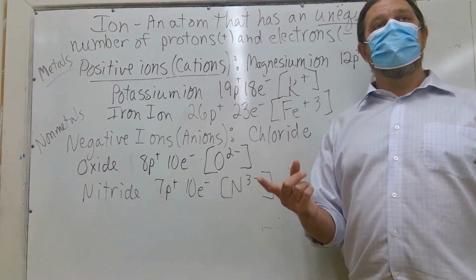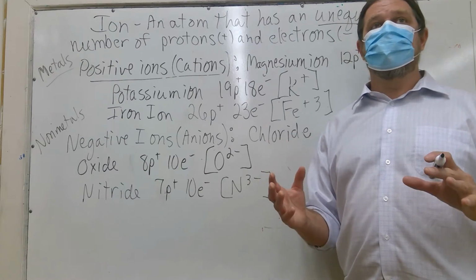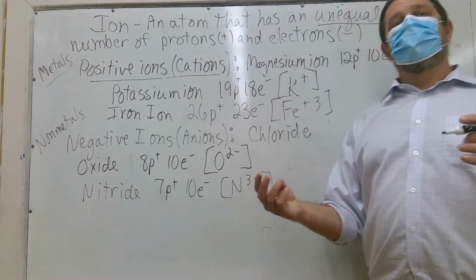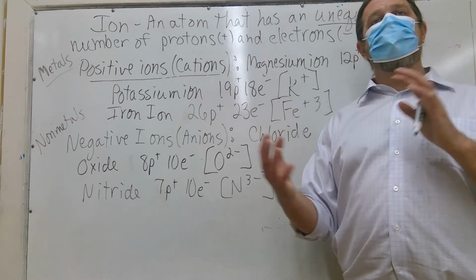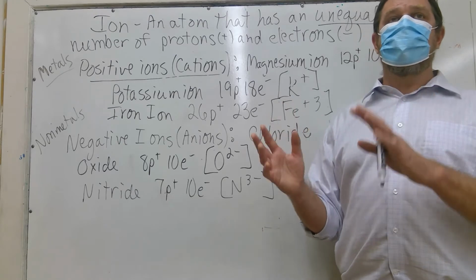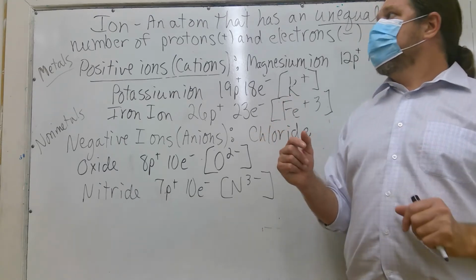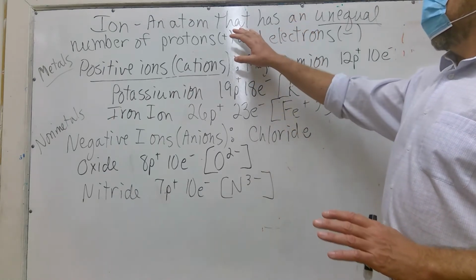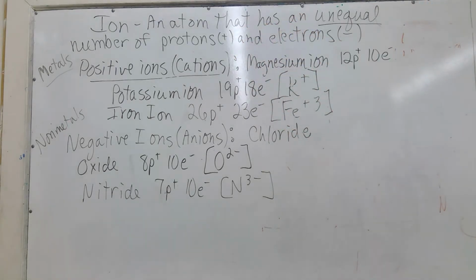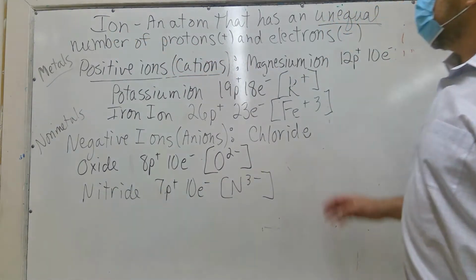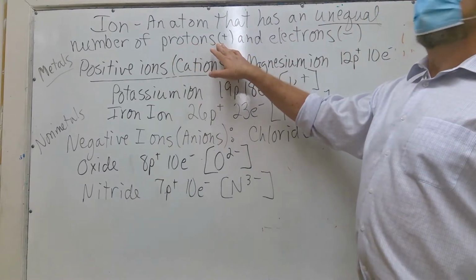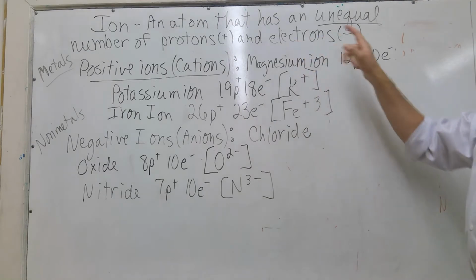However, most atoms in nature simply aren't found this way. They're usually combined with other elements through either the sharing or the donation of electrons in that outer layer of the electron cloud. So let's talk about that. When we have atoms that have an unequal number of protons and electrons, we call this an ion. An ion is an atom that has an unequal number of protons, which are positive, and electrons, which are negative.